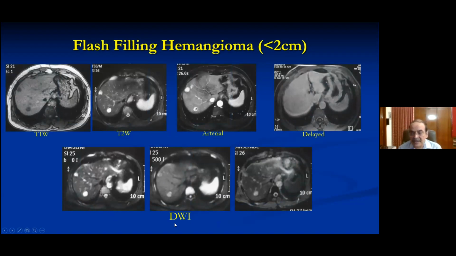This is the way we look at the diffusion weighted image. This is a low B-value image, a high B-value image, and this is the ADC map. This lesion is very bright on the low B-value image, but it's also bright on the ADC map. This means that it is containing fluid. It's not a very cellular lesion. A malignant lesion like a metastatic deposit would be bright here, but would be very dark on the ADC map.